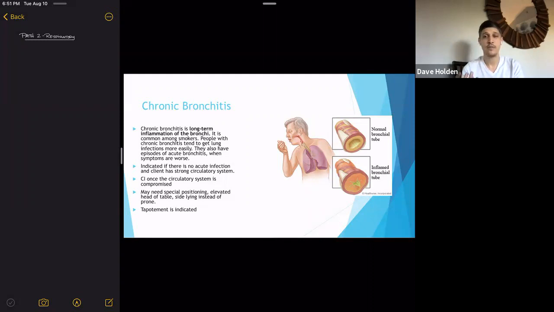They may need some special positioning. So as with any kind of respiratory illness, just have lots of pillows and bolsters available. You may have to get creative and kind of jimmy them into positions that they can be comfortable in and still breathe. You may need to elevate their head or put them side lying instead of laying prone. And tapotement is indicated. If you catch people with bronchitis, you can help get some of that sputum out of there using tapotement.